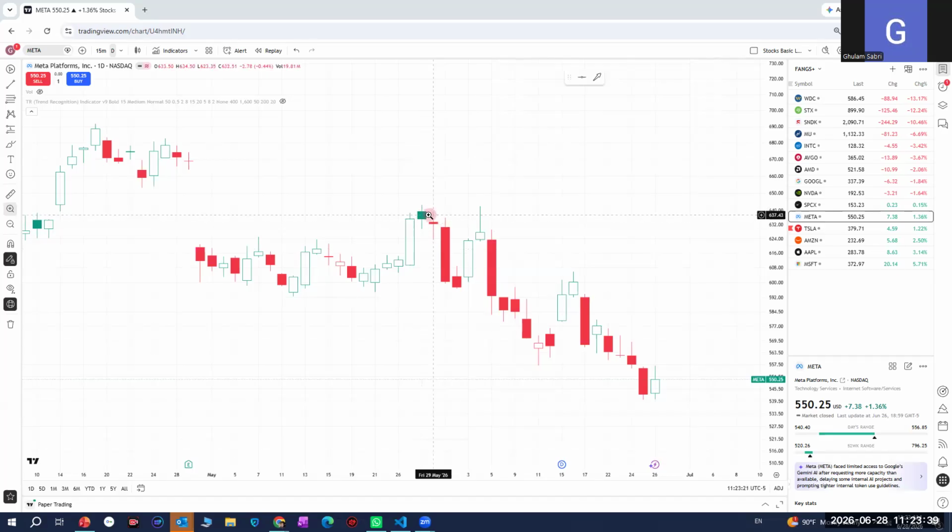Let me repeat it. This solid candle, where did it open? Here, 638.78. Where did it close? Here, 634. So the close is lower than the open point. That's why it's solid. And why is it green? Because its close is still above yesterday's close, which was very close to this level.